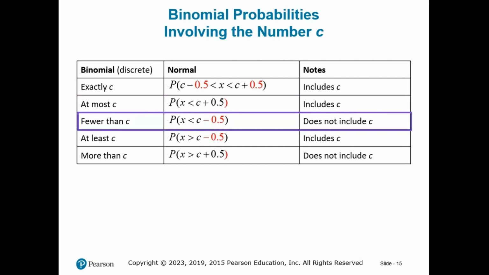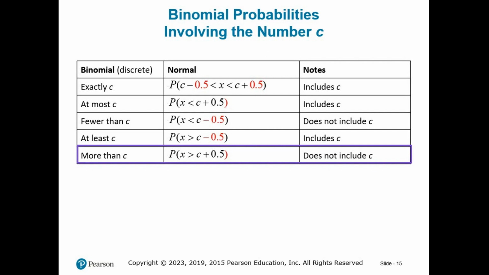If the problem says fewer than c, this time it's not including c, because it's saying fewer than c, not including c in the range. For this one, you decrease by 0.5 so that you're effectively including the number below, but not including c. If the problem says at least c, it is including c and every number above it. So you want to make sure c is included in the range, so you subtract 0.5 to make sure it's included. If the problem says more than c, it is not including c. So you add 0.5 to effectively include the number above, but not including c.